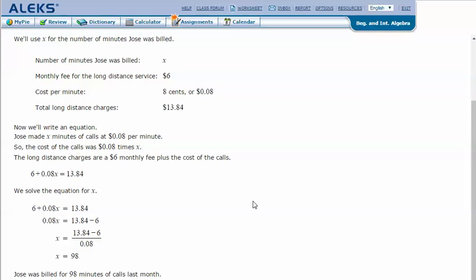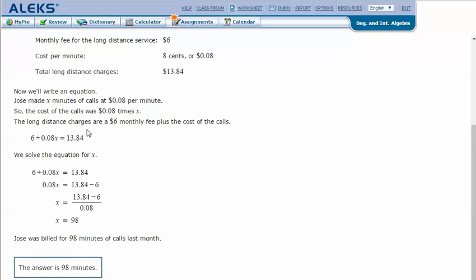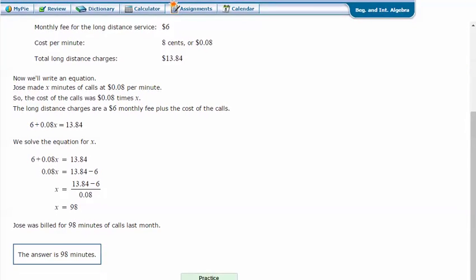Now we'll write an equation. Jose made X minutes of calls at 8 cents per minute. So the cost of the calls was 8 cents times X. The long-distance charges are a $6 monthly fee plus the cost of the calls. So 6 plus 8 cents a minute, or 6 plus 0.08x, equals his total bill of $13.84. And then we need to solve the equation for X to see how many minutes he was on the phone.